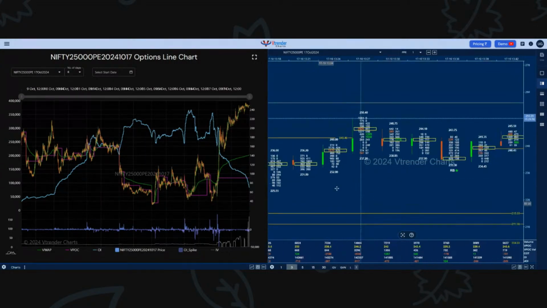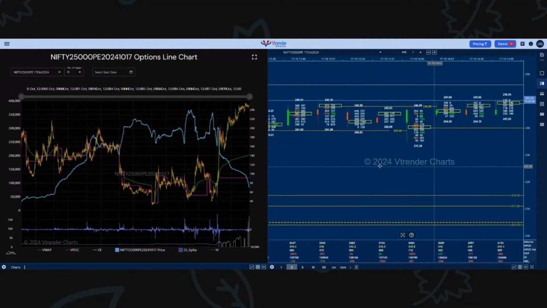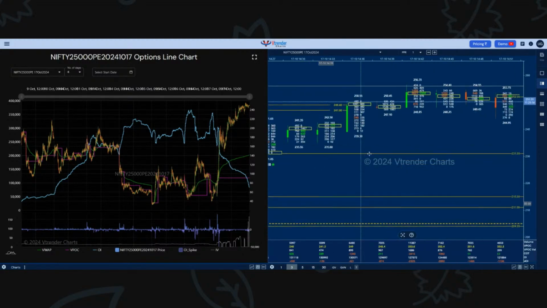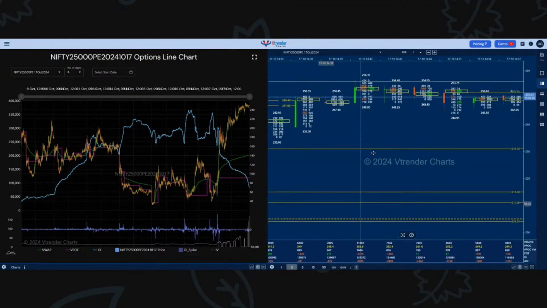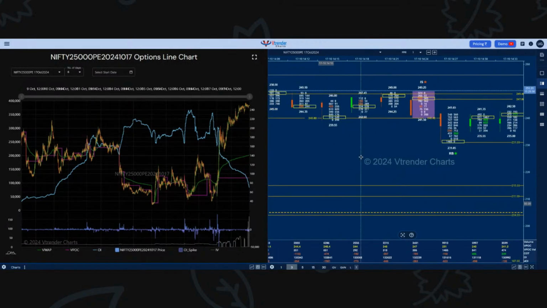In fact, 250 was the high it made, and it went on to close around the 250 mark itself. So this is how you can hold on to some good trades, and you know from the line chart what the objective would be. So for example, this 192 was the last POC.